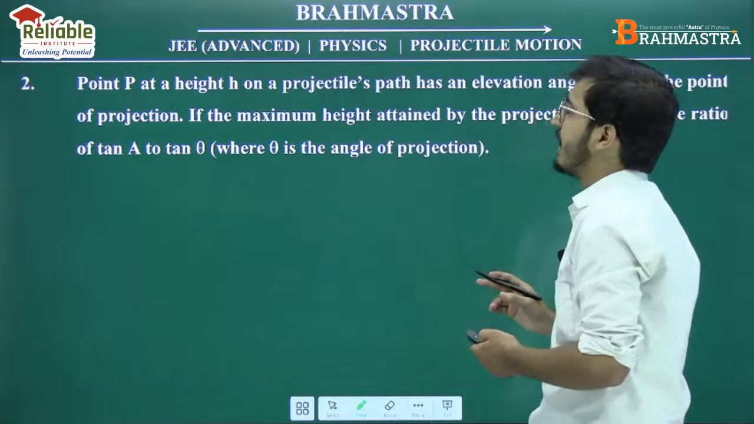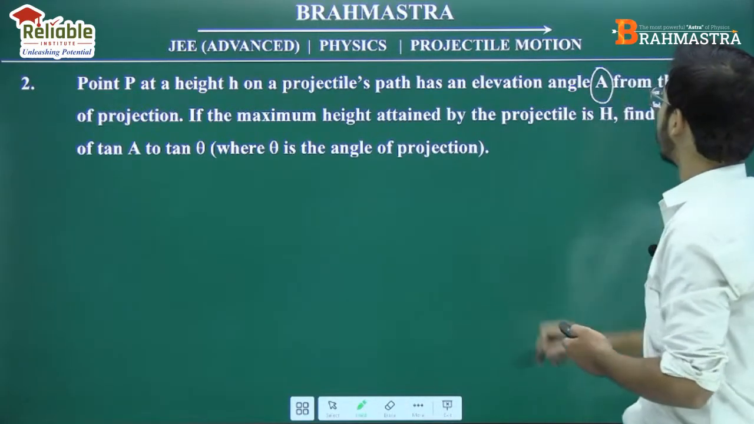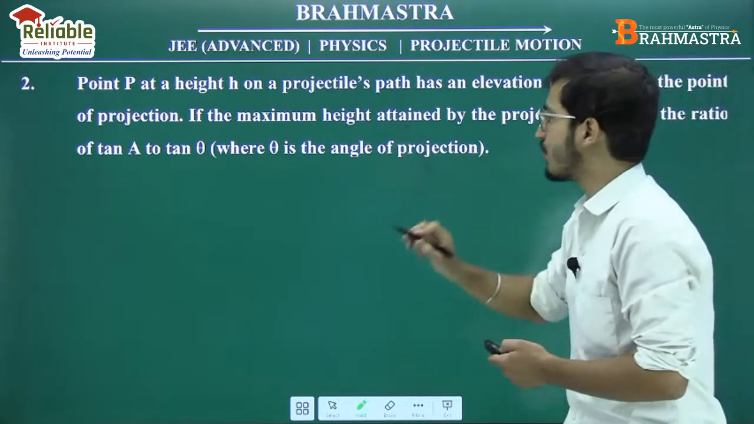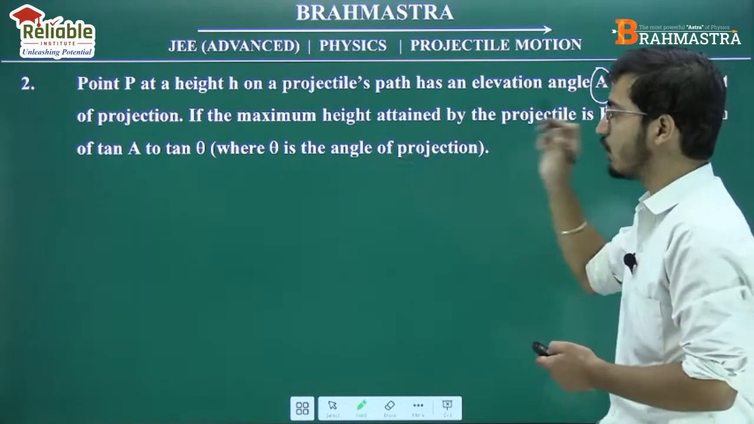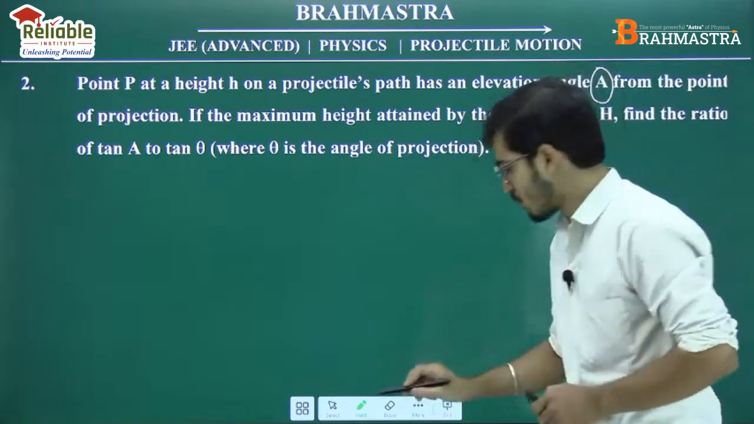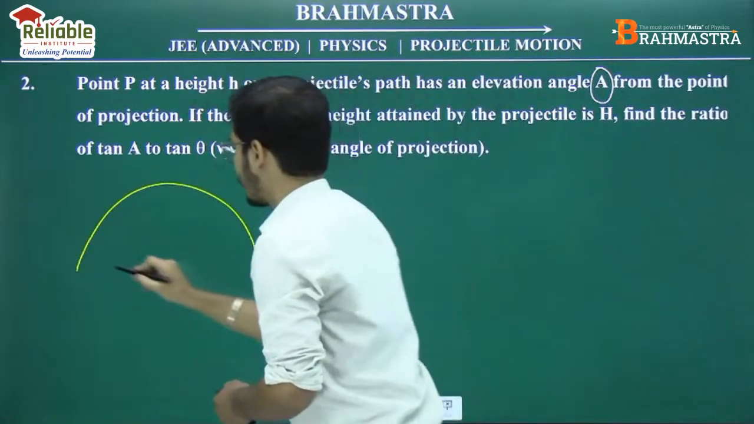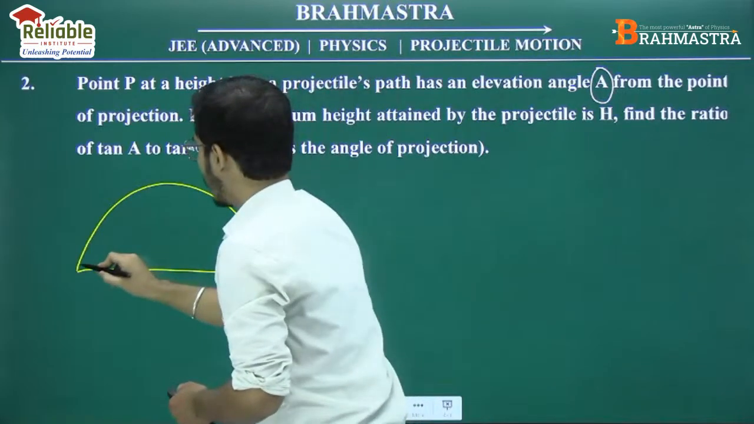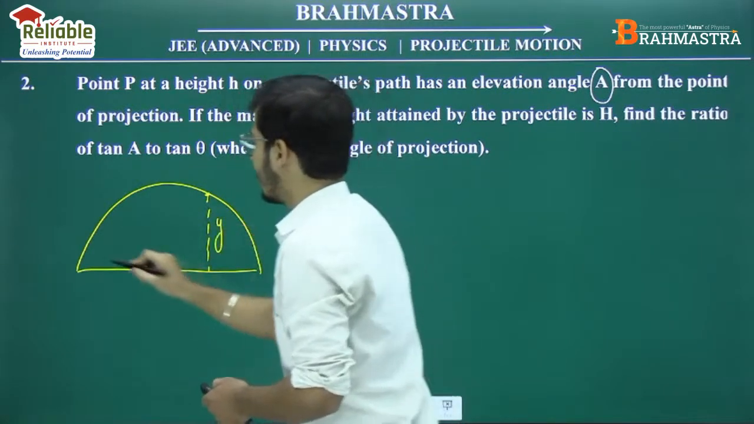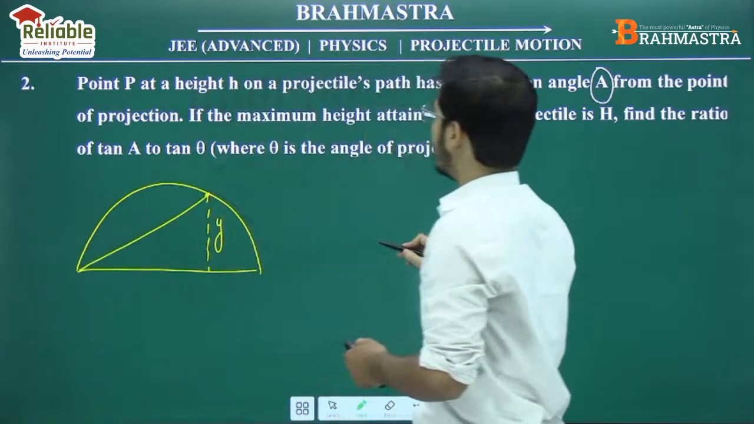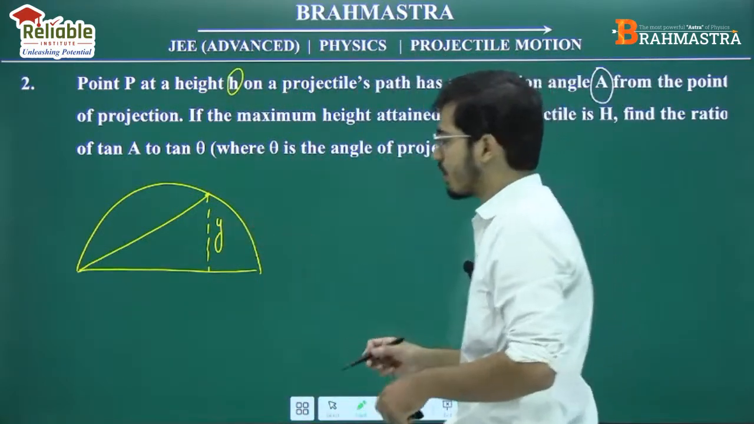A point P at a height h on a projectile's path has an elevation angle alpha. Please understand this. From the point of projection, if the maximum height attained by the projectile is h, find the ratio of tan A to tan theta. So let me make a projectile. What the question is asking is, this is the projectile, fine, and there is any particular height y, right? They have given h, okay, I have written y, no issues.